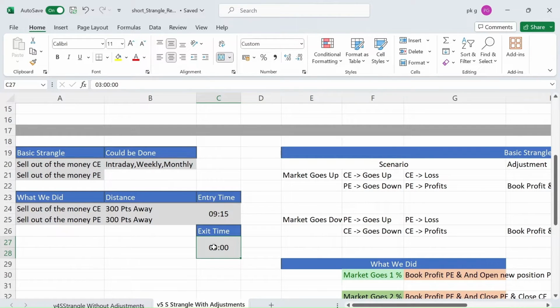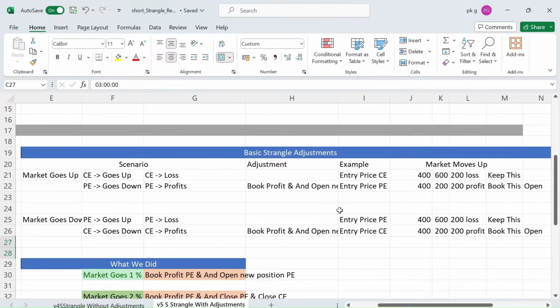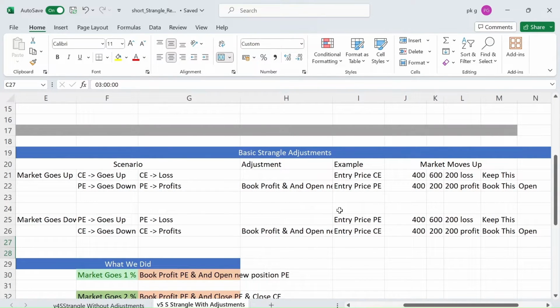Instead, if the market moves big in between, we will do some adjustments which might or might not lead to early exit. Now let's get into adjustments. First, I will give you a little overview on how the basic strangle adjustments usually done out there look like, and then we will get into how we actually did those cases in our Streak strategy.